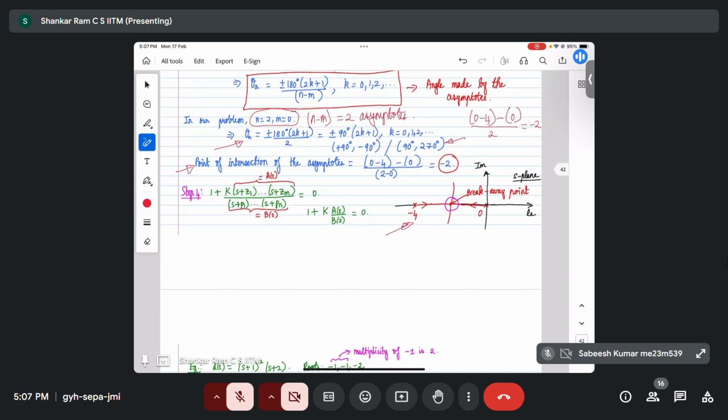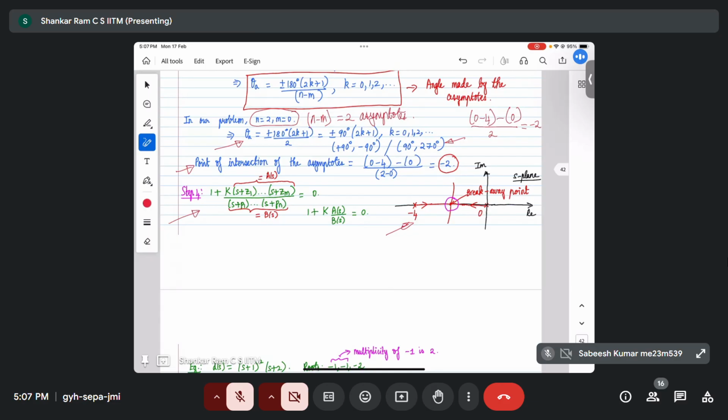So in step 4, we start here. This is our open loop transfer function, k times (s plus z1) all the way till (s plus zm), divided by (s plus p1) all the way till (s plus pn). We call the factor (s plus z1) all the way till (s plus zm) as some A(s), and (s plus p1) all the way till (s plus pn) as some B(s).